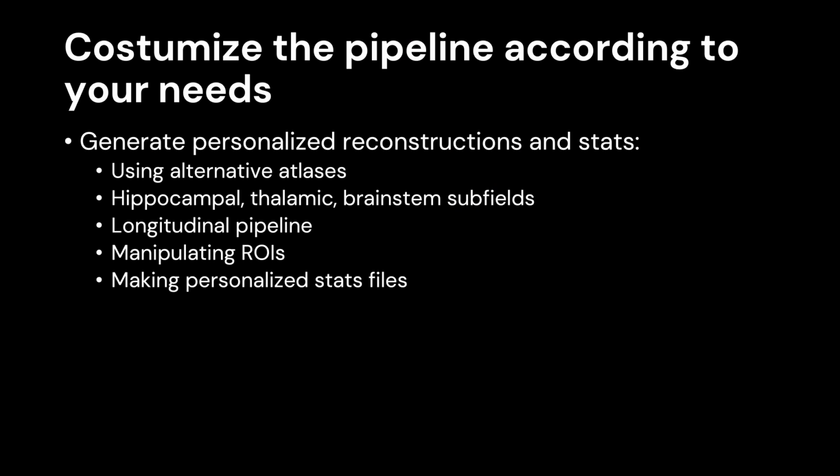Second, you can also do hippocampal, thalamic, and brainstem subfield segmentations, and I'm going to show you how to do that. You can run longitudinal analysis using the longitudinal pipeline. You can also manipulate ROIs. You can create new ROIs and modify existing ROIs. And you can make personalized statistical files that will be useful for your statistical analysis.